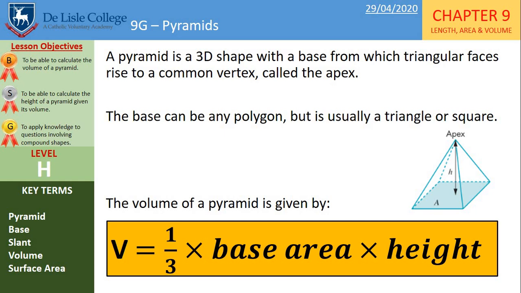So the formula for the volume of a pyramid is this. Let's write this down. V equals 1/3 times base area times height.